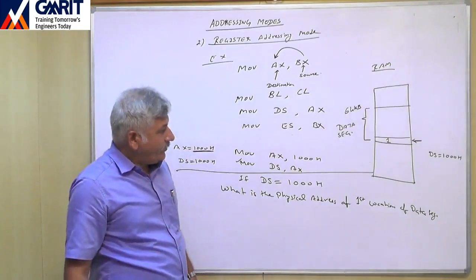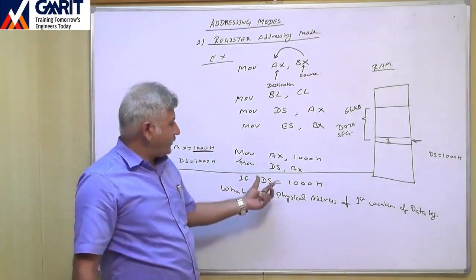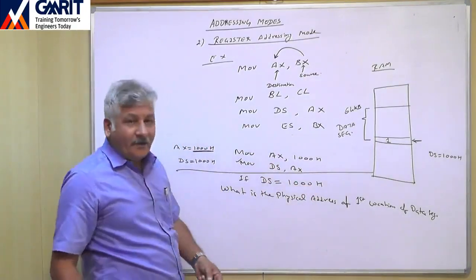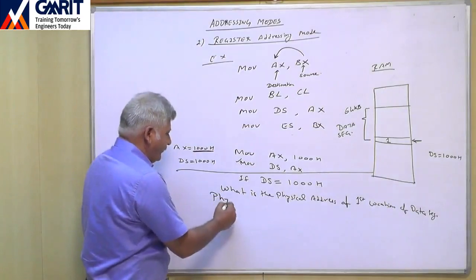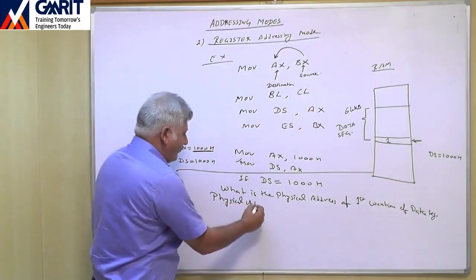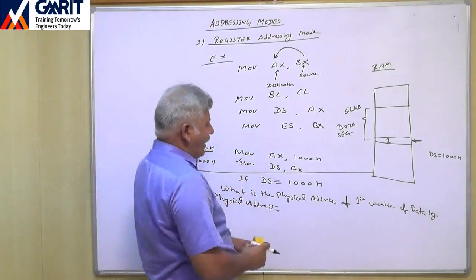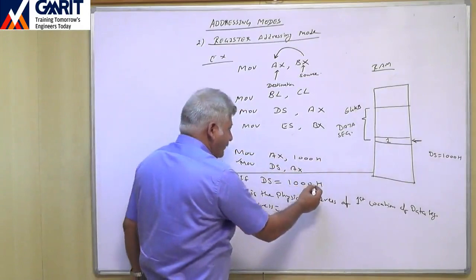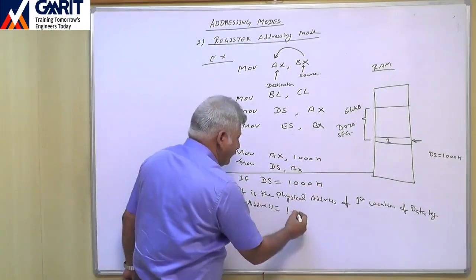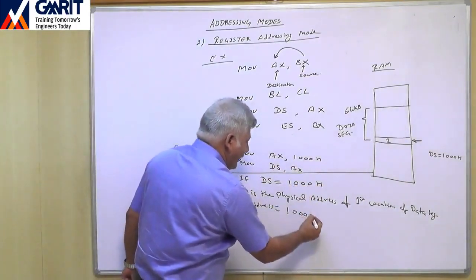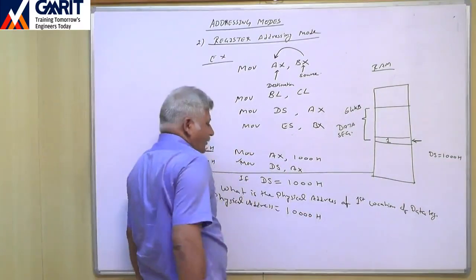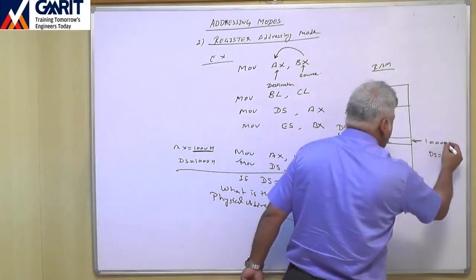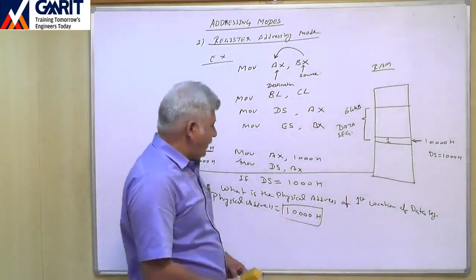So for this, if the data segment is 1000H, then to calculate the physical address, the simple method is add one hexadecimal 0 at the right side. Right? Add one hexadecimal 0 to the right side. So 1000 is already there. Add another 0 and H. So this is the physical address. Right? So this address is 10000H.